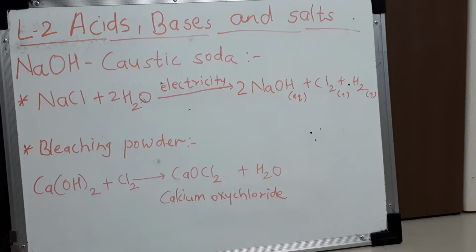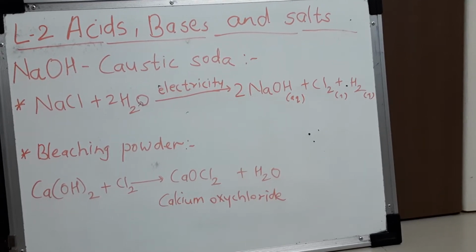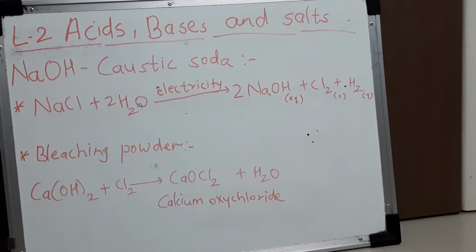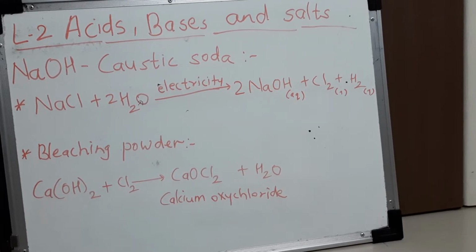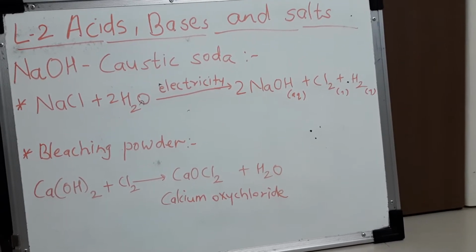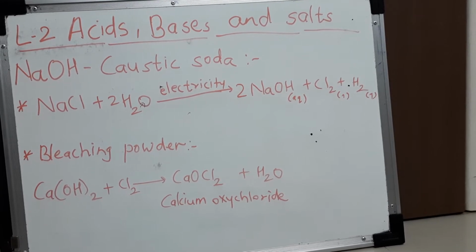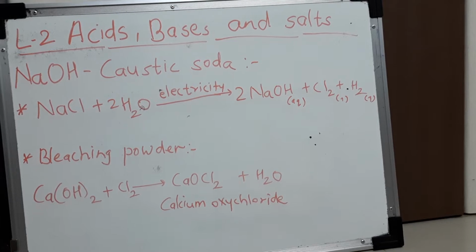Today we are going to study very important products of sodium chloride. Okay, let's start with sodium hydroxide. Its common name is caustic soda. So when we pass electricity through a concentrated solution of sodium chloride, okay, concentrated sodium chloride solution is also called brine.